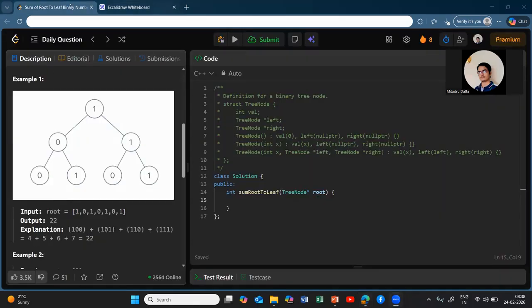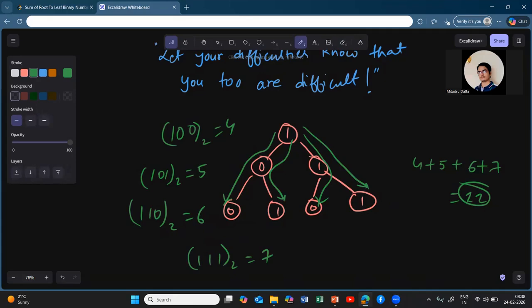I hope you do get what the problem wants actually. Okay, and there should be no problem in understanding this problem statement. Okay, I hope it is very clear.